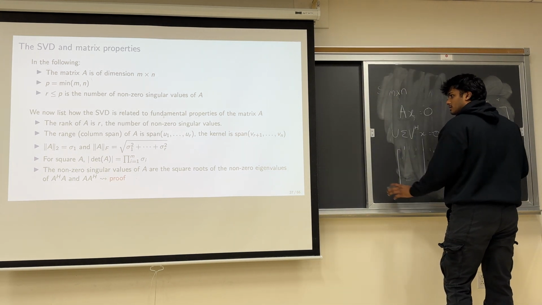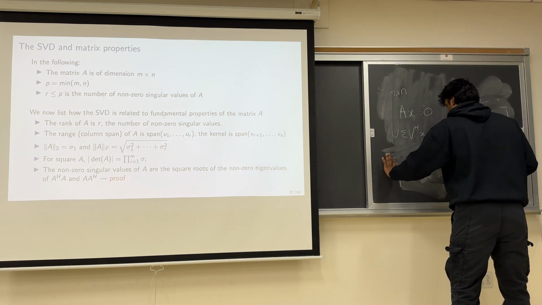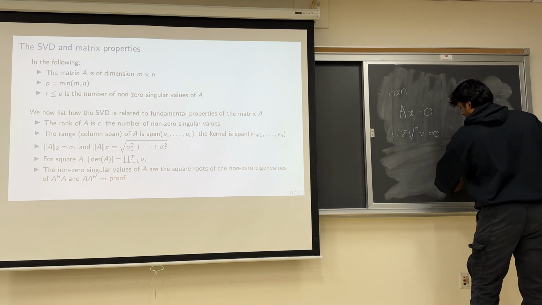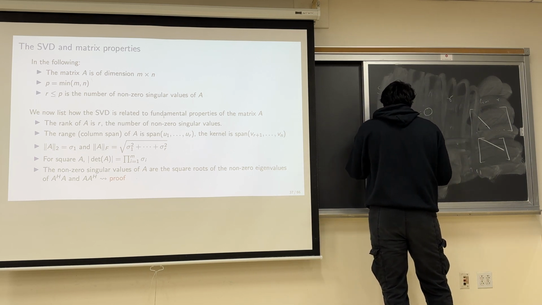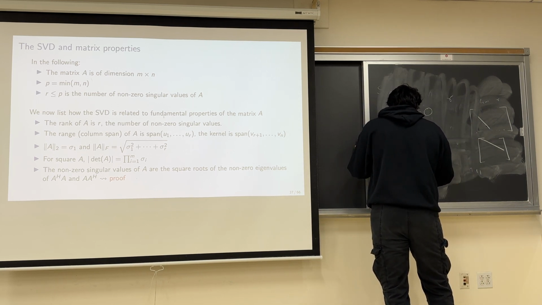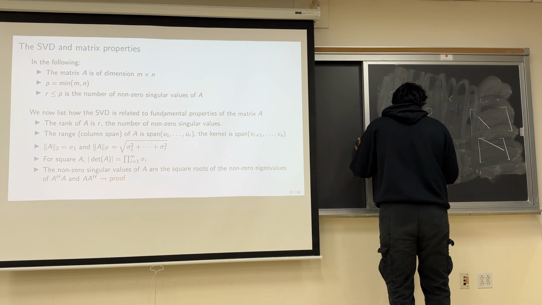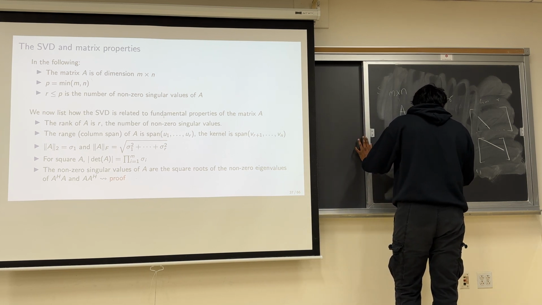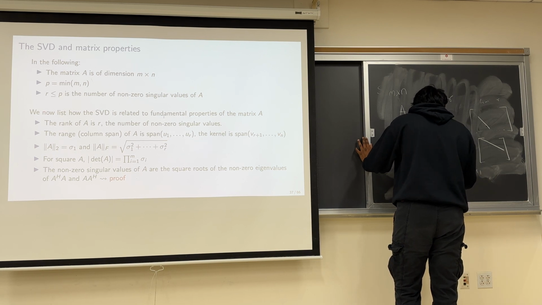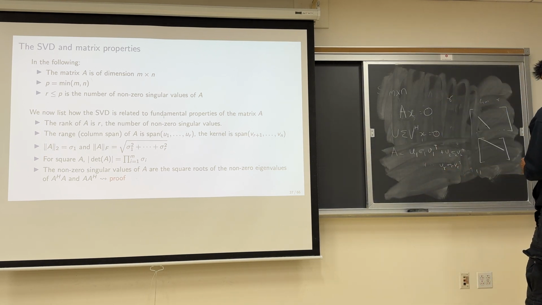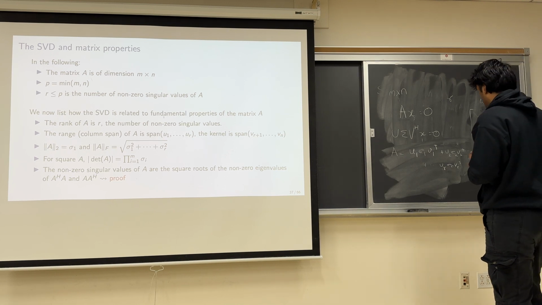Yep, it makes sense to me, although I need to do some more understanding about this. Why r plus 1 to n? If I write my matrix A as U1 sigma 1 V1 transpose plus U2 sigma 2 V2 transpose, up to, let's say, Ur sigma r Vr transpose, is this correct? Can I write my matrix A like this?